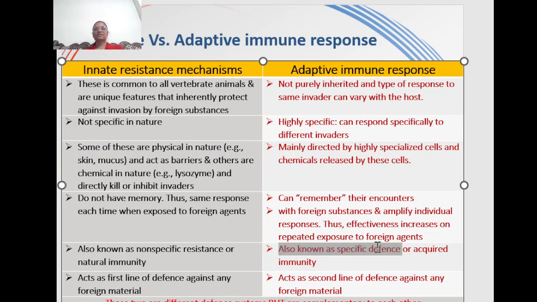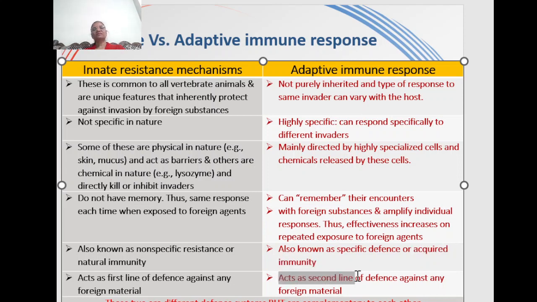And so it is called specific defense and also referred to as acquired defense or acquired immunity, as it is acquired by the person who has been exposed to the invader. It is called acquired immunity, and it acts as the second line of defense.